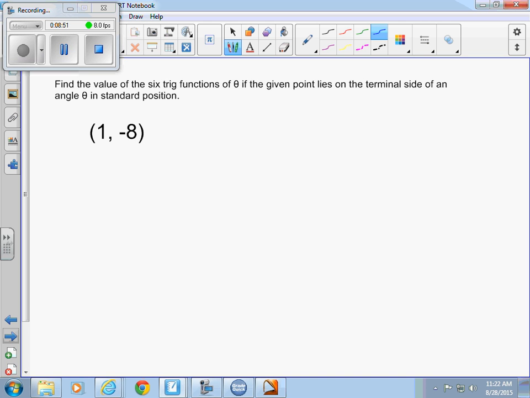What is the terminal side of the angle? Remember from our first day on angles, we start on the positive x-axis and go around. Where we land is the terminal side. The end, like the terminal is the ending place. So 1, negative 8.